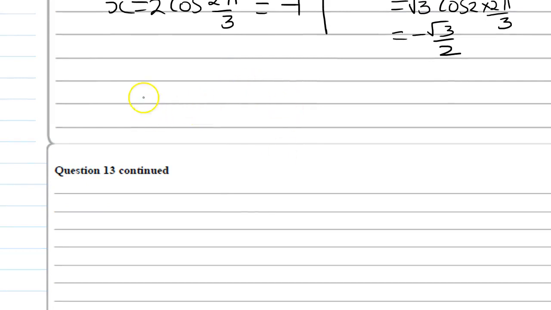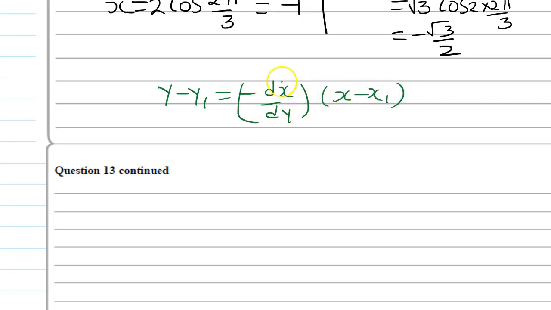So equation of normal is given by y minus y1 equal to negative reciprocal, that is minus dx over dy, times x minus x1. So dy by dx was minus root 3. Since dy by dx was minus root 3, the negative reciprocal will be 1 over root 3.